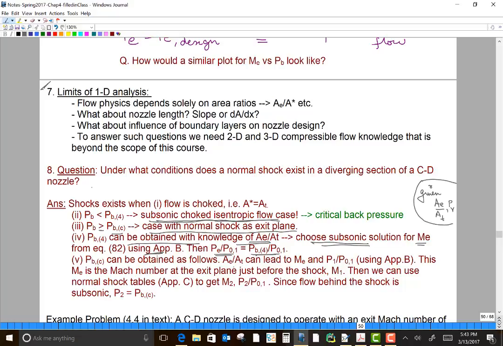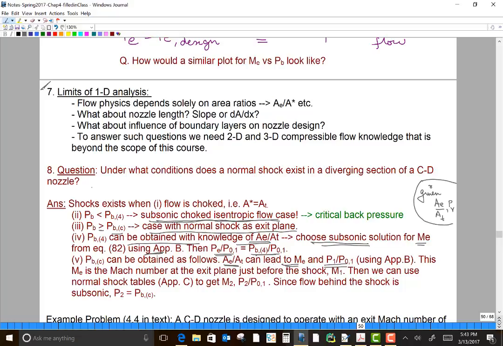What you have to assume here is that a shock exists at the exit plane, and you want to compute what the Mach number in front of the shock is. For that, I know what AE by AT is for that shock location. Since the shock exists at the exit location, the area of cross section at the exit plane is AE. So the Mach number in front of the shock is given by the isentropic flow solution, right? So AE by AT gives you a value of ME, and P1 by P01, where P1 is the value of the properties right in front of the shock.